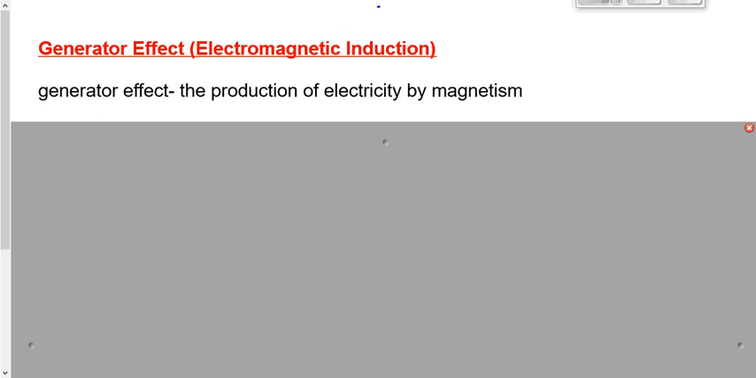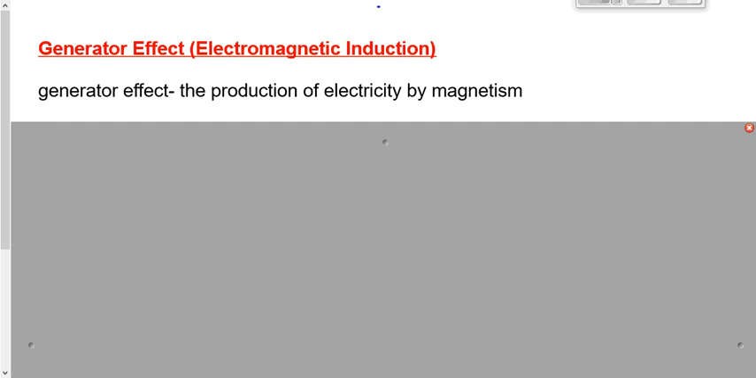So we learned about current in a wire in a magnetic field causing a force. Now we've got an outside force on the wire in a field which causes a current. We're generating electricity by movement rather than generating movement by electricity. So the generator effect is the production of electricity by magnetism.